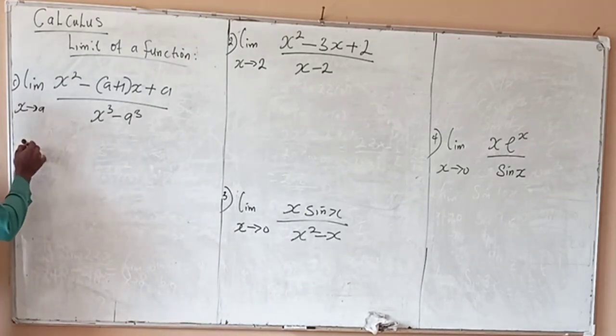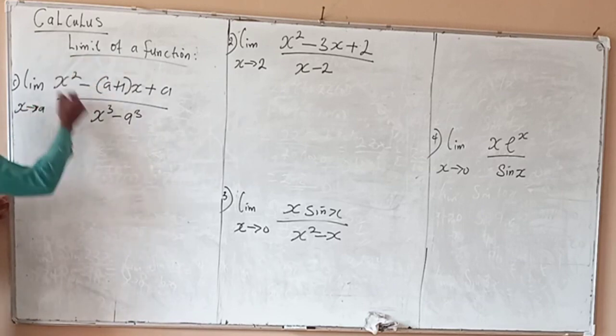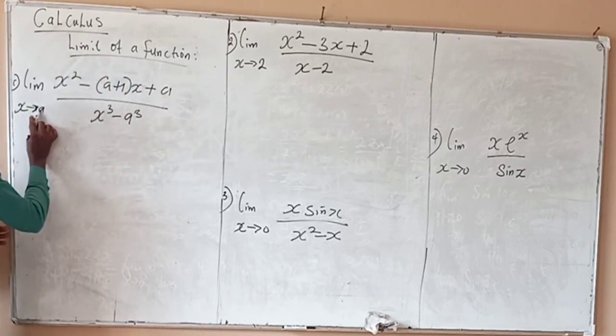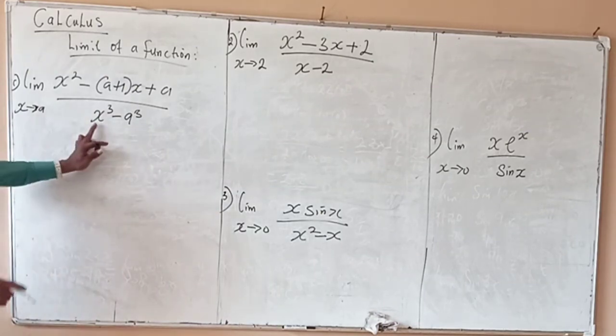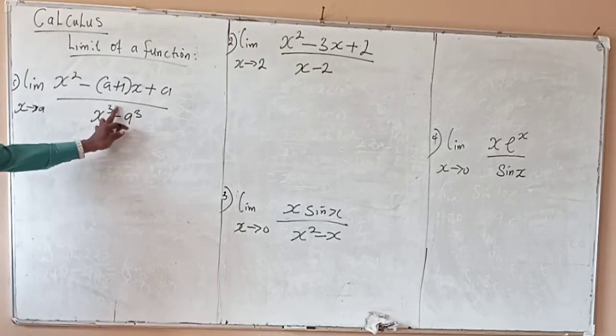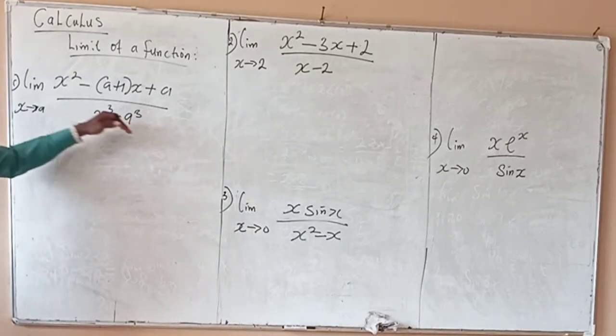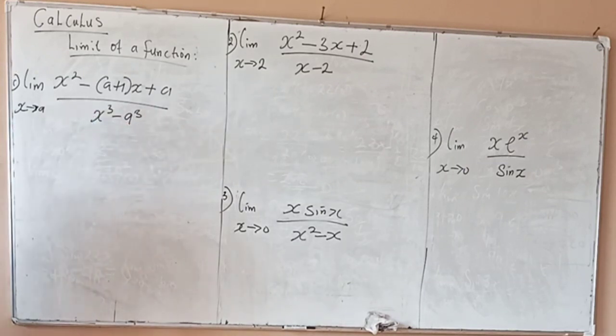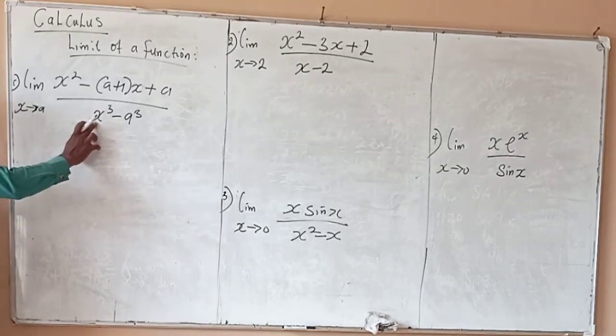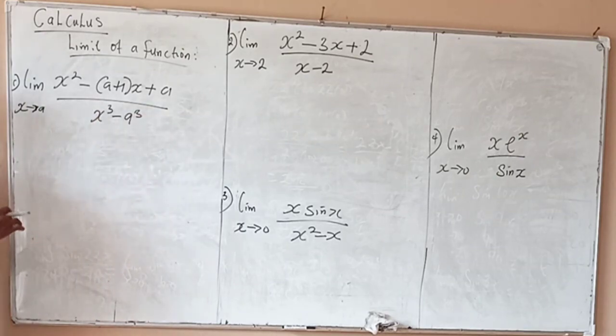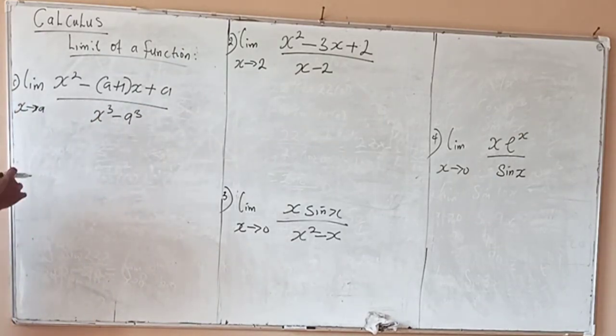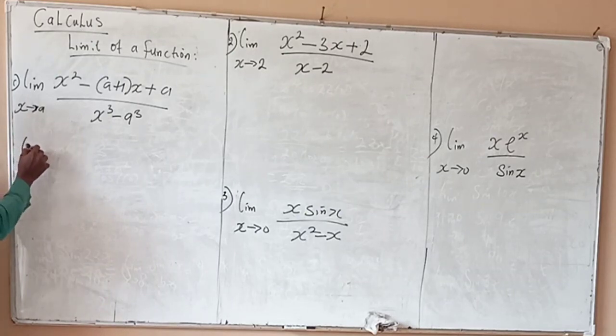First thing, let's check. They say x approaches a of this function. If you put a here, we have a to the power 3 minus a to the power 3, which will be 0, so that will not work at all. The thing will be undefined here. So we are going to differentiate both numerator and denominator. We will have the limit.